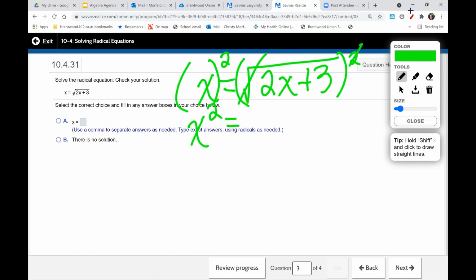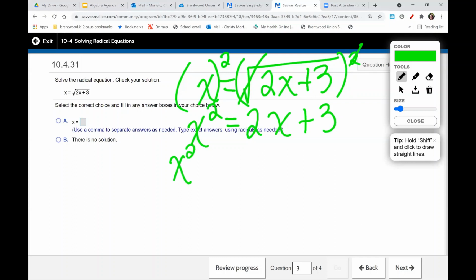These two cancel each other out, and we're left with 2x plus 3. So guess what we're going to have to do, guys? We're going to have to factor. Before I do that, I'm going to move everything on the left and set it equal to 0, because I can't do anything with this problem if they're on opposite sides.